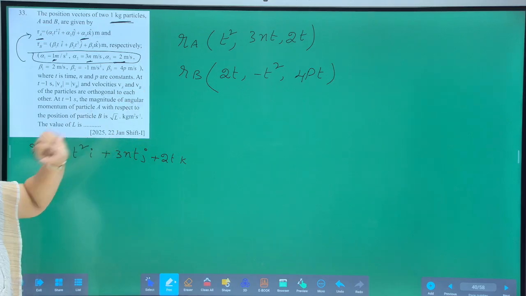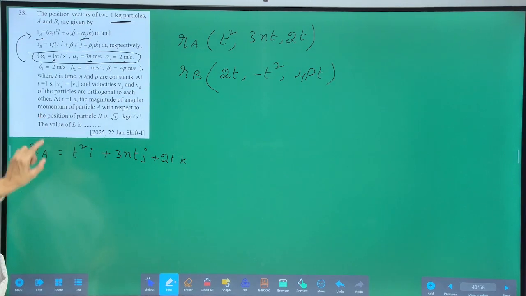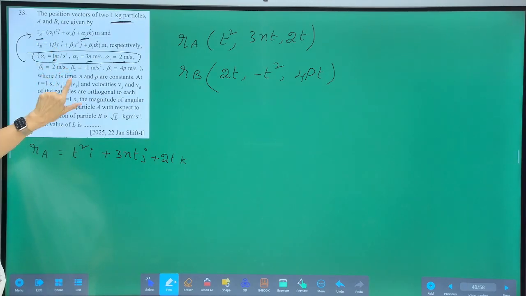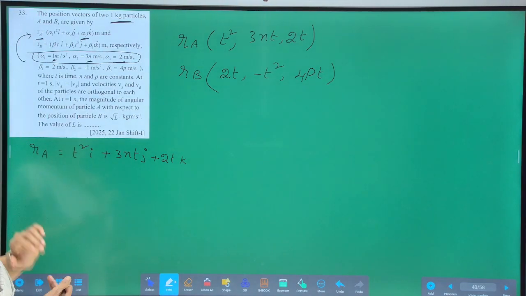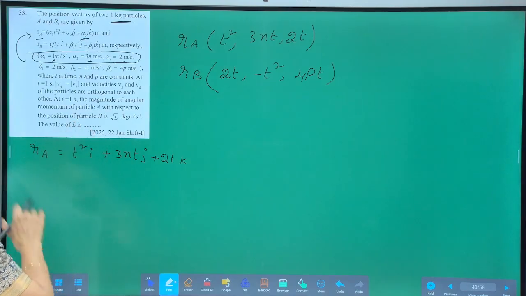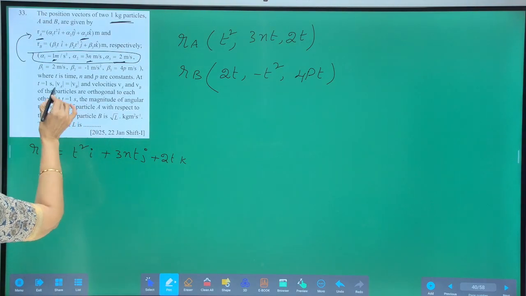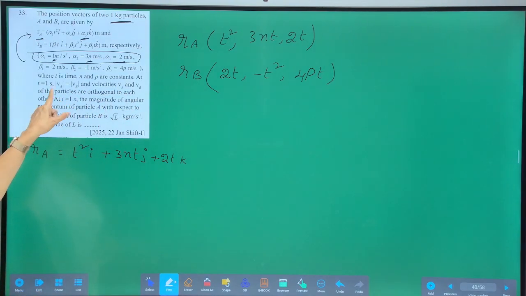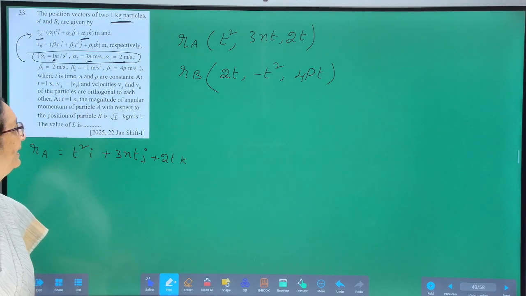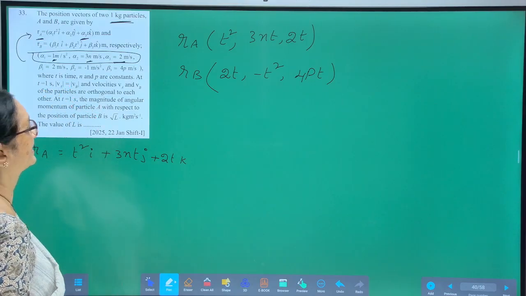You have to write the position coordinates very carefully. So, I am checking it once again. Beta 1 is given as 2, so 2t. Beta 2 is given as minus 1 into t square, minus t square. Beta 3 is given as 4p into t. So, 4pt. They are the position coordinates of the two particles. Now, n and p are constants. At t is equal to 1, the magnitudes of their velocities are equal.